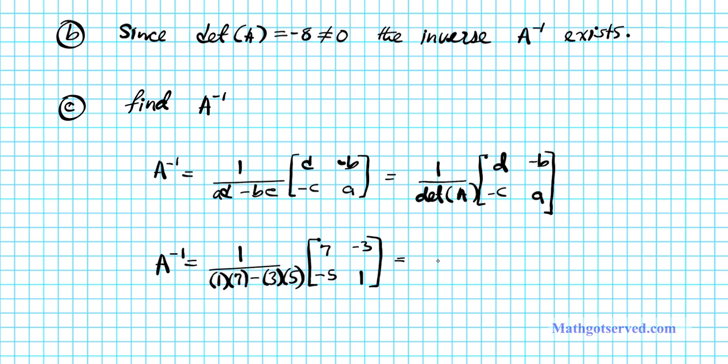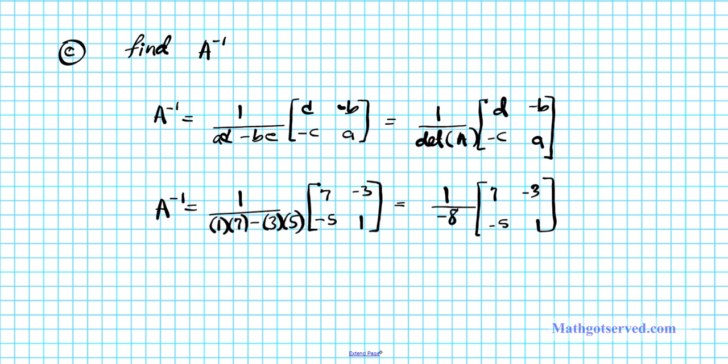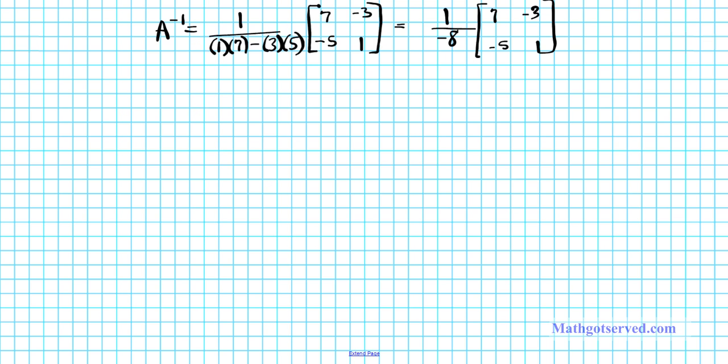And then as for the wings, what you do is you take the opposite of the wings. So negative 5 and negative 3. Let's simplify this further. You're going to have 1 over, where you know that the determinant is negative 8, times 7, negative 3, negative 5, 1. Now this is just a scalar multiple. All you do is you just distribute this value to the elements of your matrix, okay?